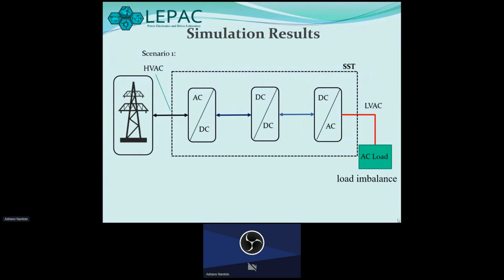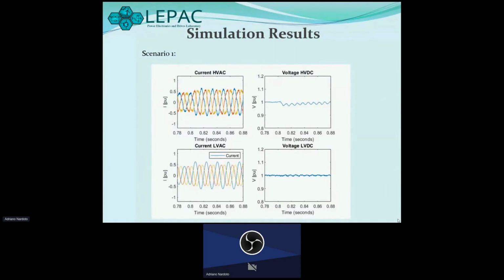At 0.8 seconds, an additional 16.6 kilowatt load is connected to phase A. It is observed that despite the 32% current imbalance at the LVAC side, the main grid sees only a 4.2% current imbalance. Besides that, the effect of the zero sequence component in HVDC and LVDC voltage is shown.